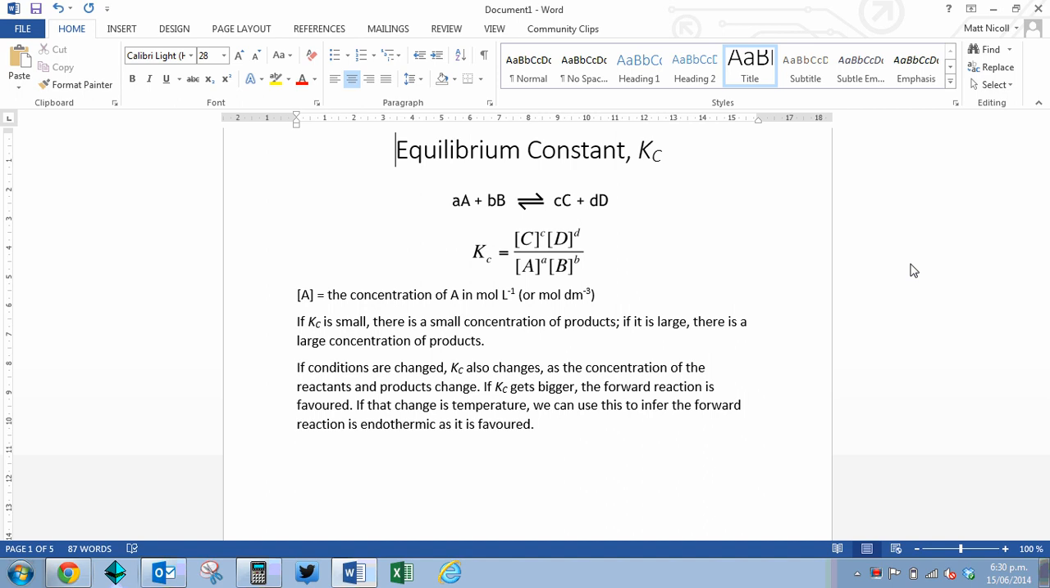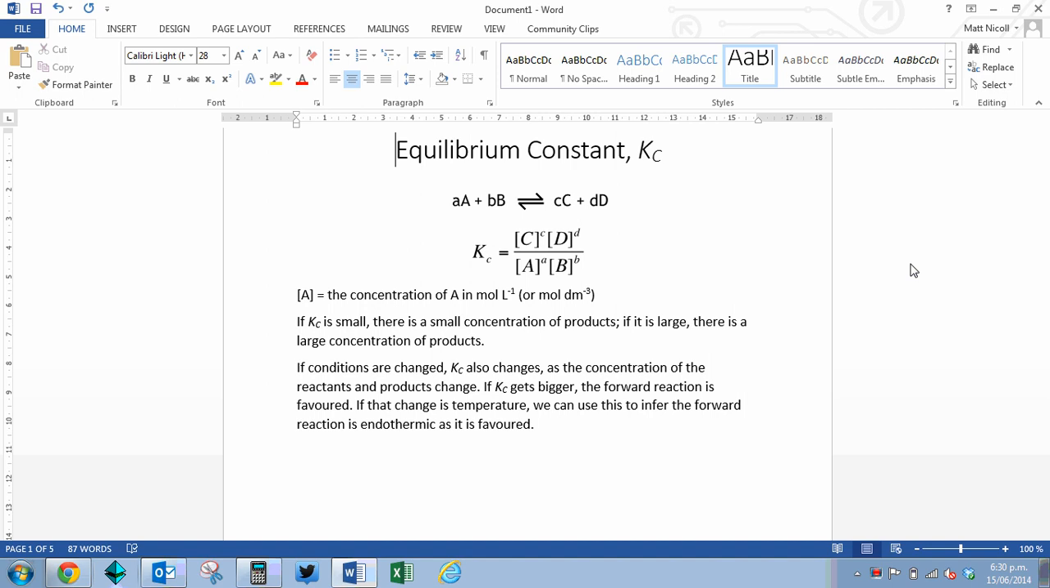Conversely, if K is very small, then it means that not a lot of the reactants have turned into products. So you've got a higher concentration of reactants than products.